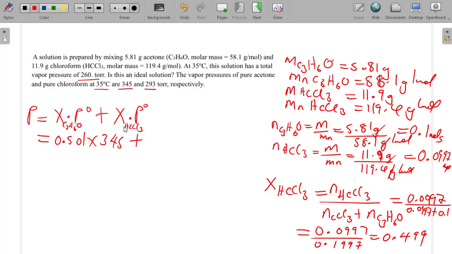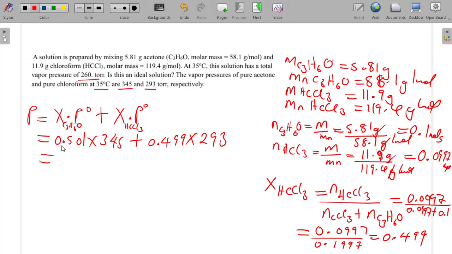So I'm getting the mole fraction for chloroform to be 0.499, multiplied by the vapor pressure for our chloroform, which we've been told is 293 there, right? So these are in total, meaning our final answer is going to be in total as well. Okay, so let's do that.